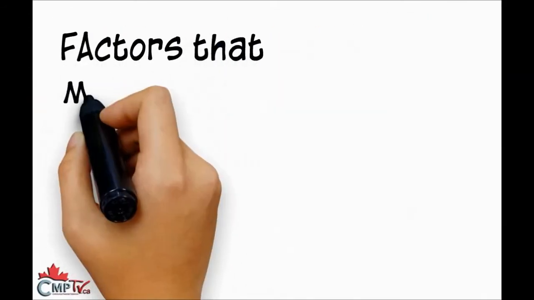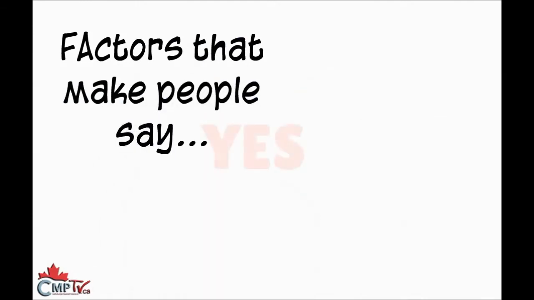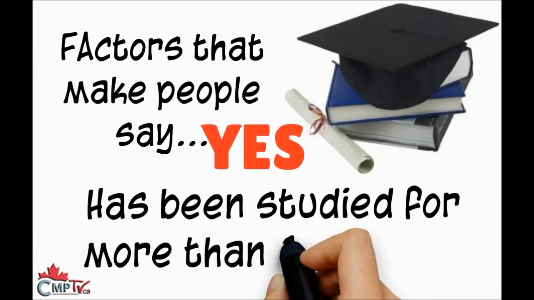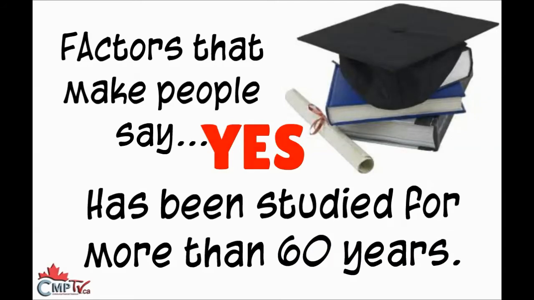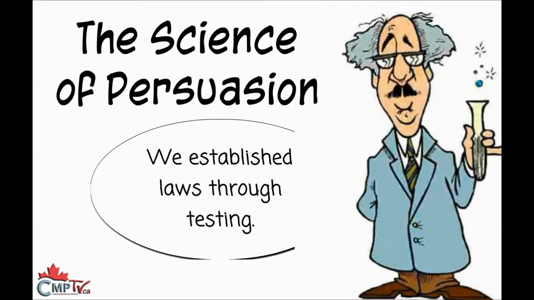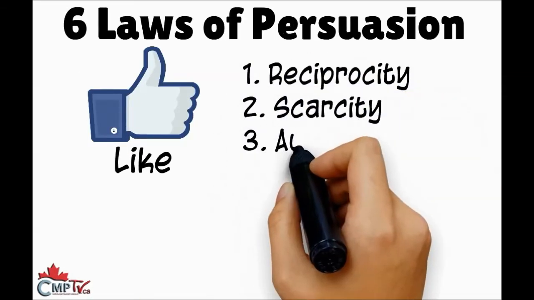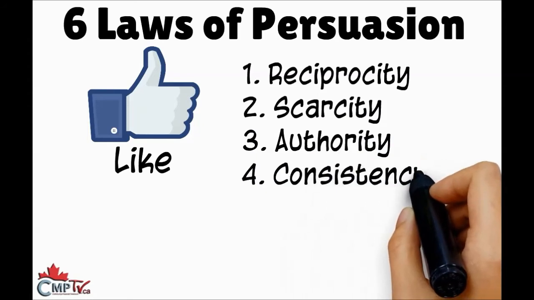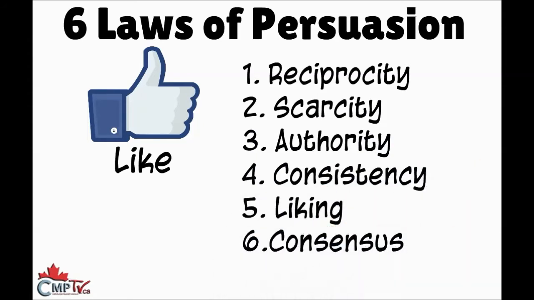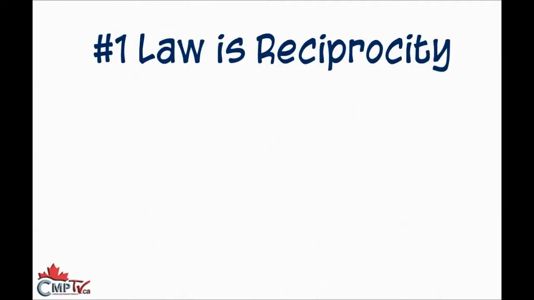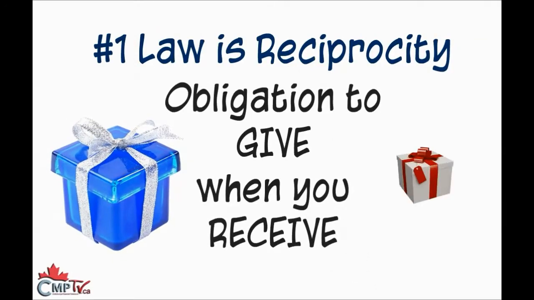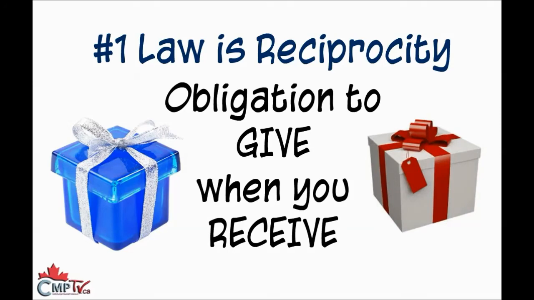The factors that make people say yes have been studied for more than 60 years, and there's no doubt that these studies have established a true science of persuasion with accepted laws. The 6 laws of persuasion are reciprocity, scarcity, authority, consistency, liking, and consensus. The most dominant law of persuasion is reciprocity, which is the obligation to give when you receive.